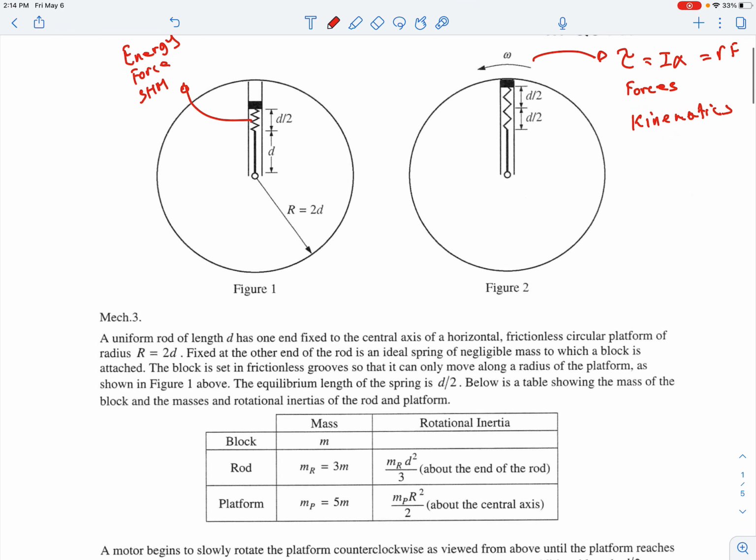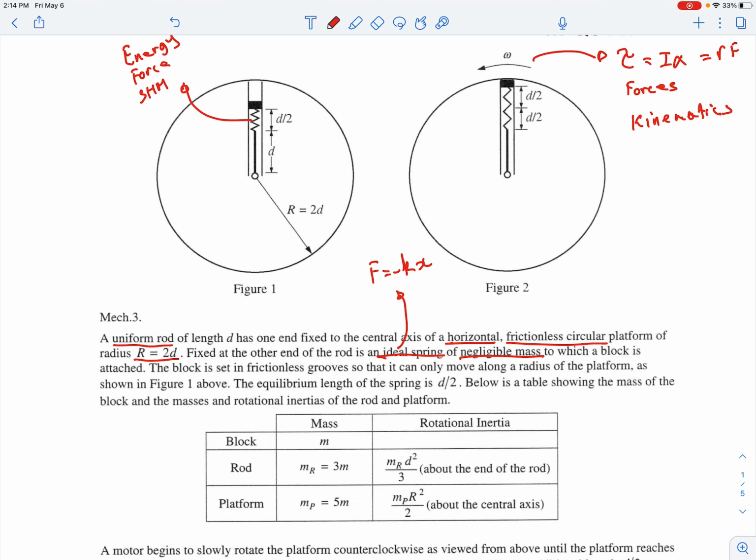So let's see. There's something attached, spinning around. A uniform rod, of length D, has one fixed end to an external central axis, horizontal, frictionless. So it's horizontal, which means we're looking down on the top view. And the radius is 2D, so R is 2D. Fixed at the other end of the rod is an ideal spring. Ideal spring means that F is equal to minus kx. We're good to go, and it would do simple harmonic motion.